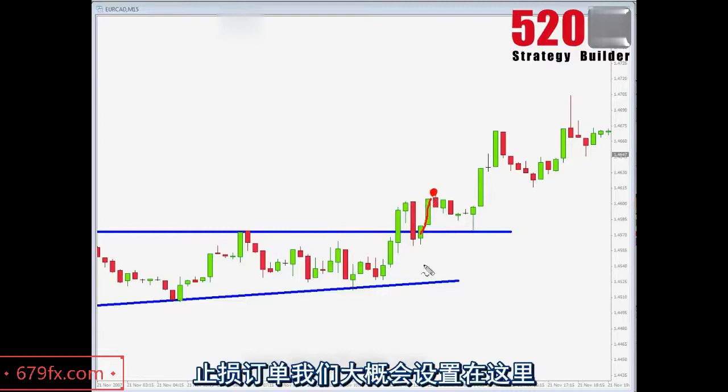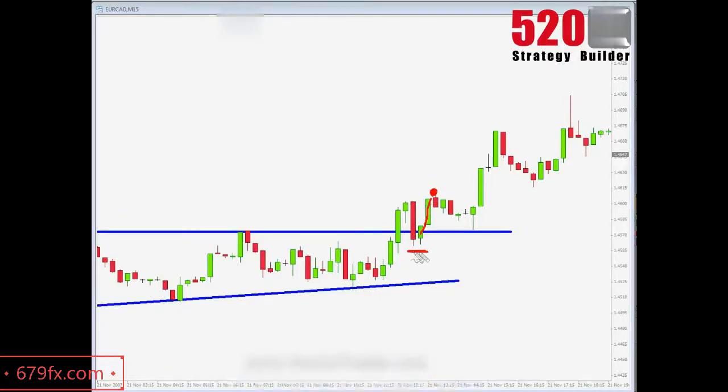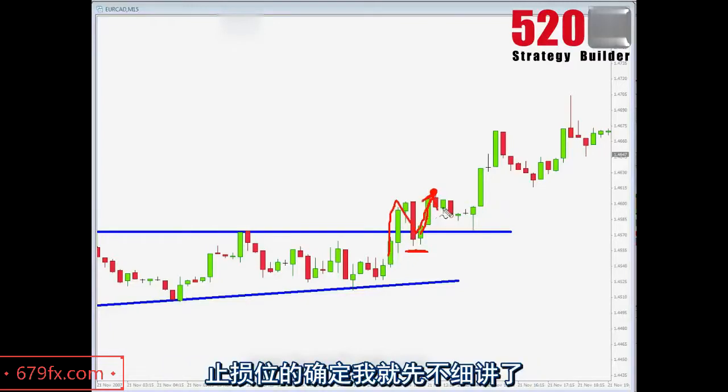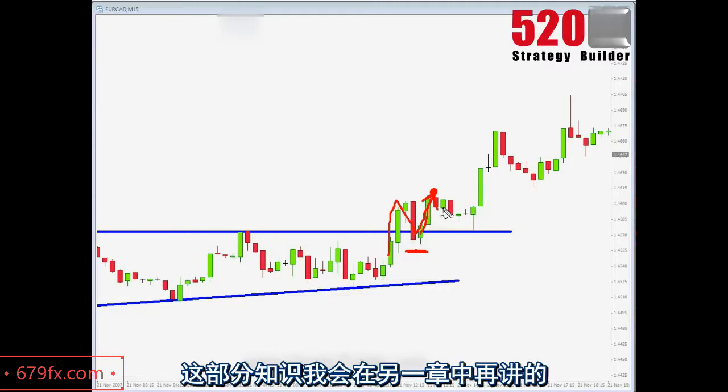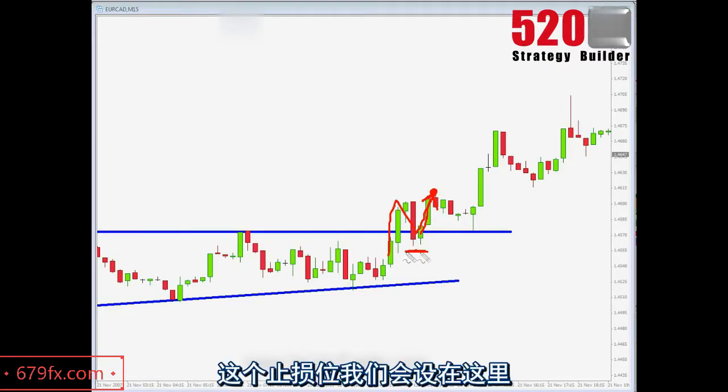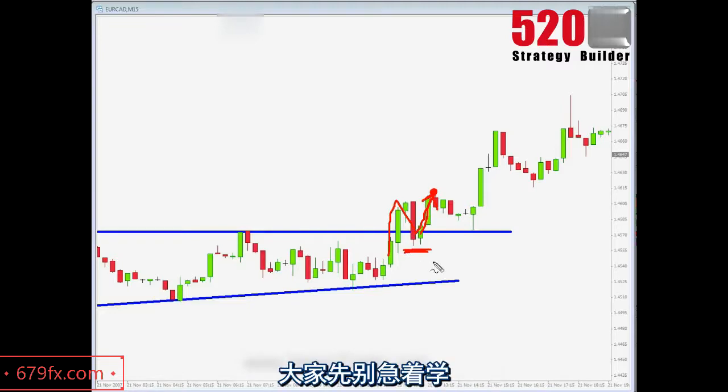Stop loss would have been placed down here below the breakout pullback continuation thrust. However, I don't want to get into stop loss placement, because that's covered in another chapter of this trading course. For your information, it would have been placed down here. But don't pay too much attention now to the stop losses or profit takings, because that will be covered in future videos.